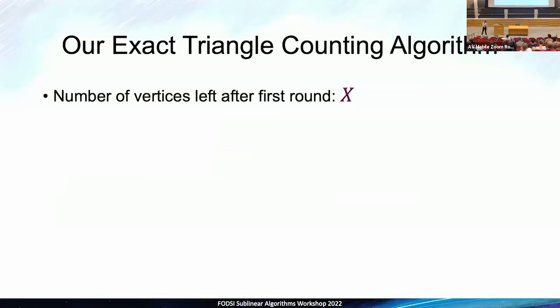Now we have to show two additional things. The first thing is that the total space used is O of m alpha. And the second thing is, of course, the sublinear space. So I'll show the first, which is the total space used is bounded by m alpha. We're going to show this using induction, so I'm going to show the first round first. Suppose after your first round, you have x vertices left.